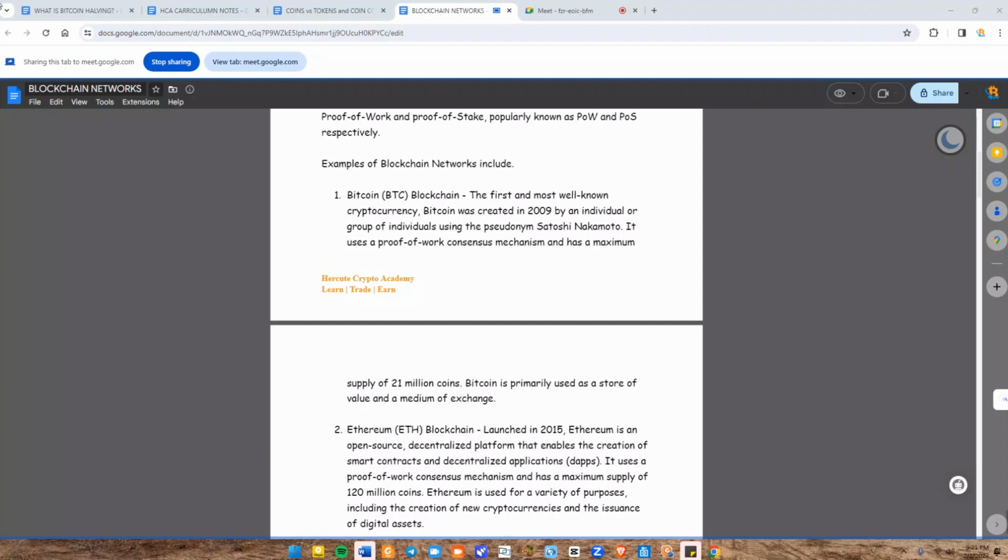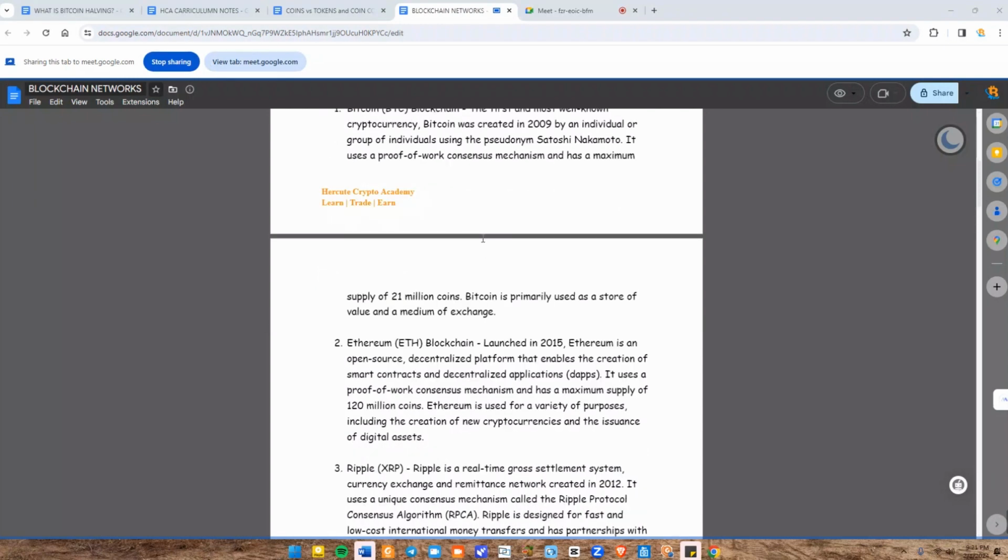So that is the Bitcoin blockchain network. It was the very first one. So then the second one was the Ethereum blockchain network, which was launched in 2015, okay? The Ethereum is an open source decentralized platform that enables the creation of smart contracts. And we said smart contracts are self-executing documents that have been coded, yeah? Self-executing documents, whereby when it has been given rules and laws and terms and conditions, it can only execute when certain conditions have been met.